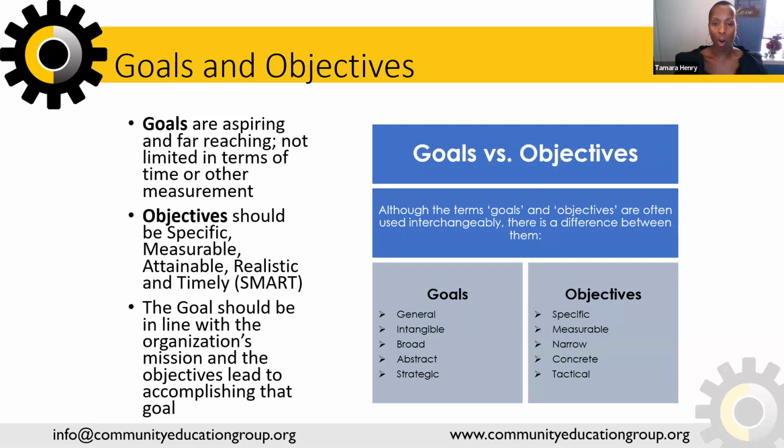The goal is the overarching catch-all of what ultimately you want to do. You want to decrease obesity in your population. That's a goal. But how you reach that goal of decreasing obesity is through those very concrete objectives.